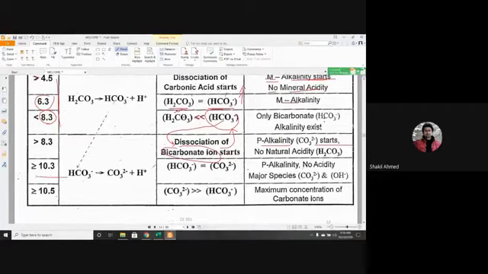And at 10.3, you have bicarbonate ion equal to carbonate ion. And at greater than 10.5, this concentration is much higher than this concentration. Is it clear, guys? Yes, sir. I mean, at 10.3 they are equal, but at 10.5 or something like that, this is much higher than this.